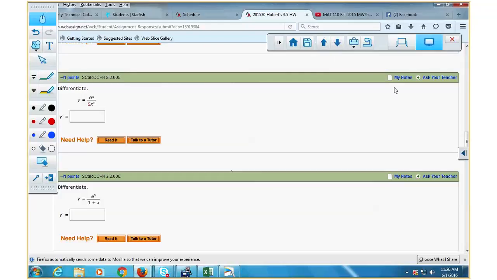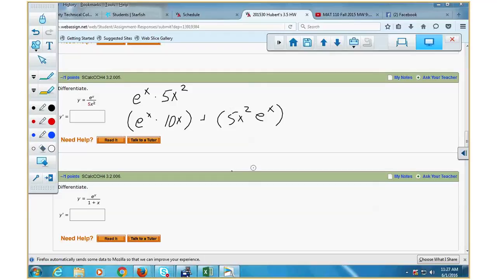All right, you can do this one both ways because you won't have that nasty e to the negative x. So if you wanted to check it, let's go e to the x times 5x squared first times the derivative of the second plus the second times the derivative of the first. So that's going to give us 10x e to the x plus 5x squared e to the x. And you can factor out a 5x e to the x.